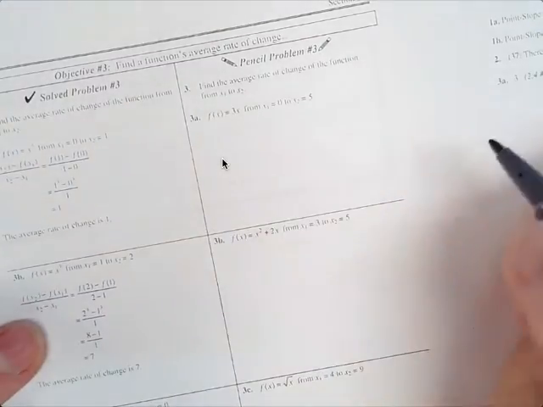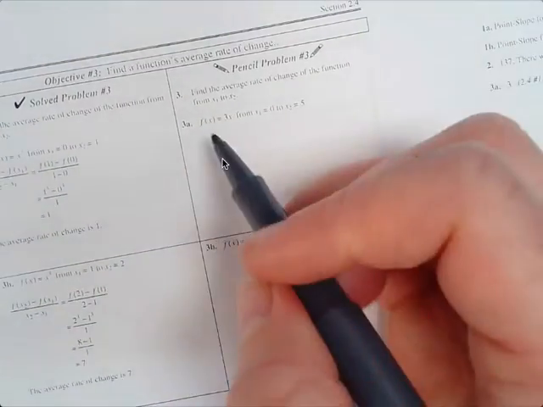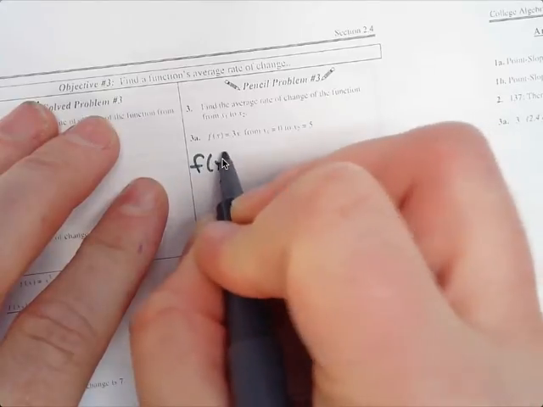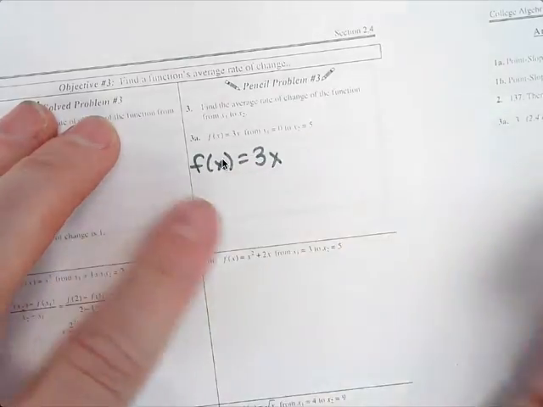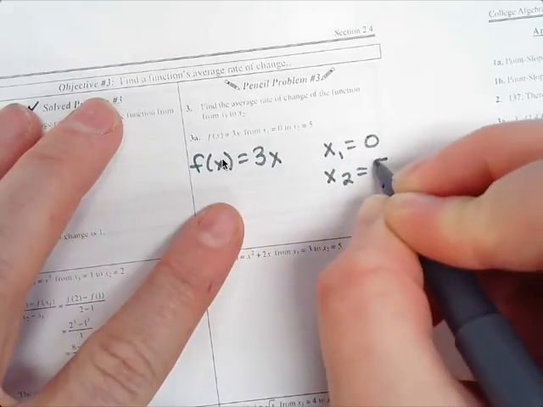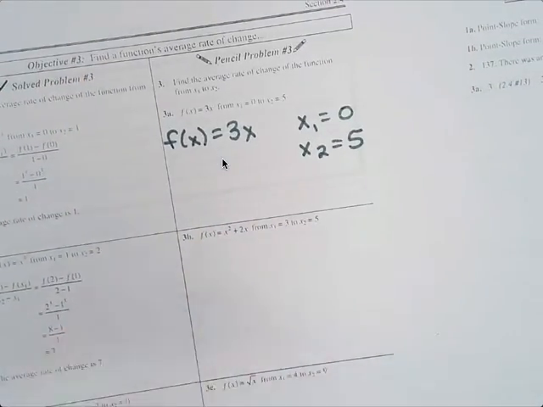Okay, let's look at a few more problems. We'll just look at 3 and 3a. Find the average rate of change of the function from x1 to x2. So it gives us that the function is 3x, and it gives us that x1 is 0 and x2 is 5. So we want to find the average rate of change.